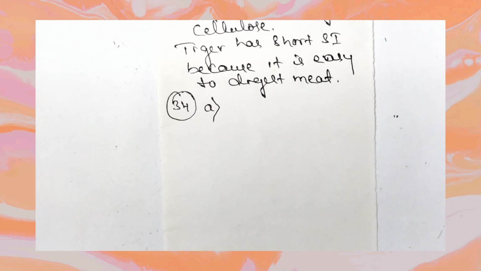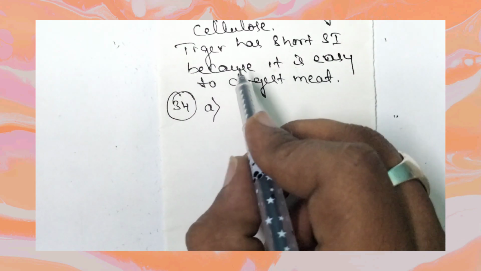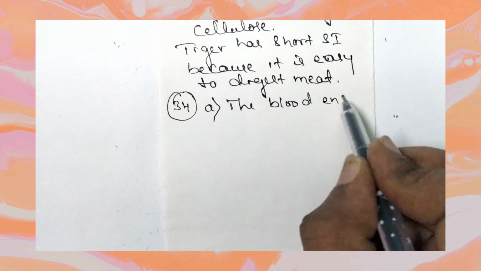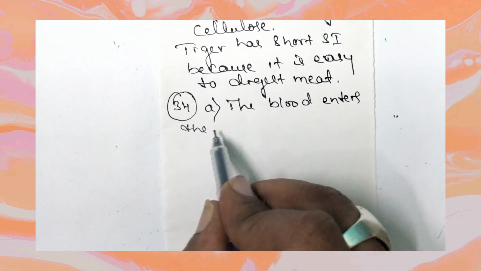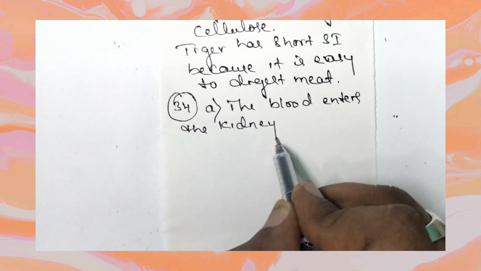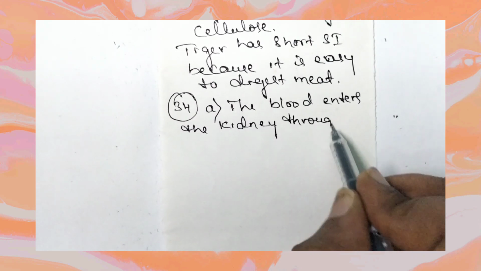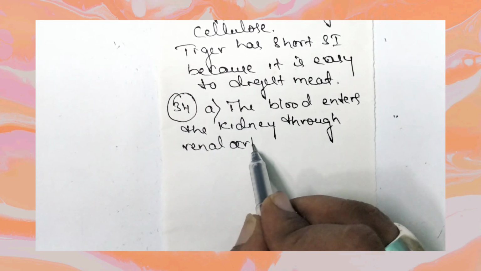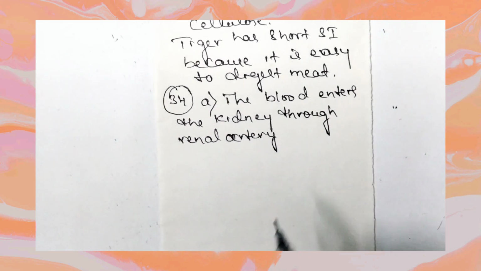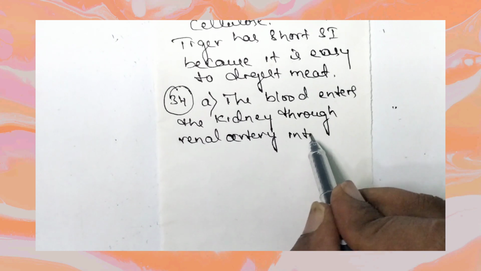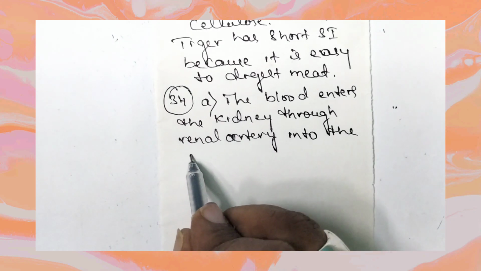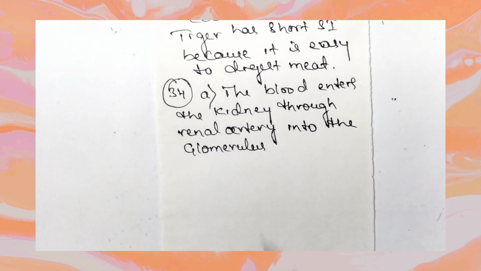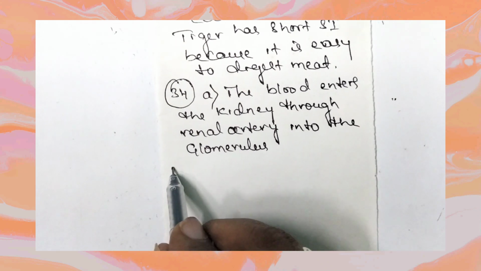Now let us write the function of nephron in human excretory system. First function is the blood enters the kidney through renal artery into the glomerulus, which is a network of blood capillaries. Okay, this is the first point, first function.